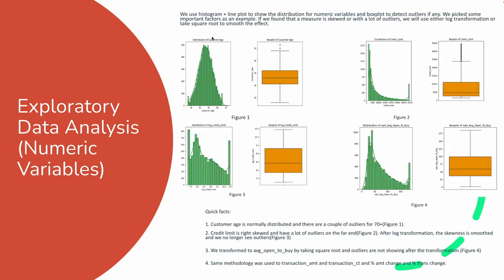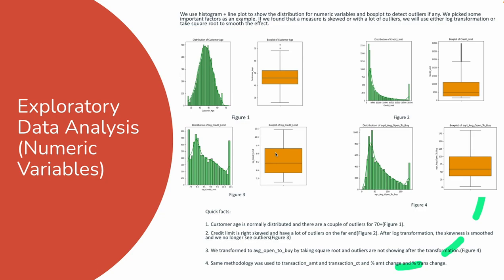We use histograms and line plots to show the distribution for numerical variables, and we use box plots to detect the outliers, if any. For example, if we look at the distribution of credit limit, we can see that it is right skewed and there are a lot of outliers on the high end. To reduce the effect of the skewness, we take the log of the credit limit. After the log transformation, we can see that the distribution is smoother and the outliers are gone.